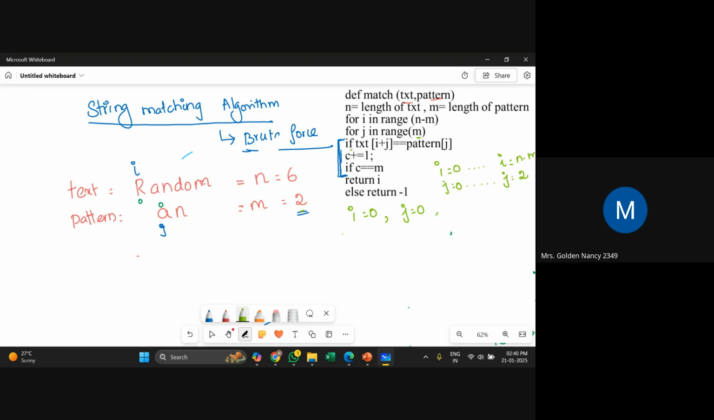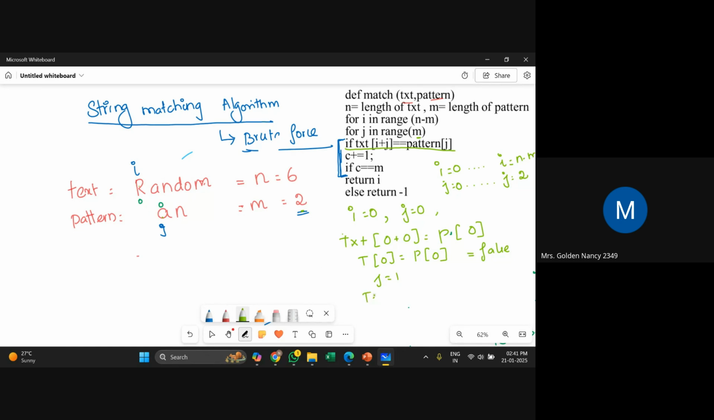Now we have to do this analysis. Text of i plus j, with i is 0 and j is 0, is compared with pattern of j, which is 0. So text of 0 is compared with the pattern at the 0th position. Is it equal? No, this is not equal, so this is a false statement. If it is false, you have to increment j. Now j is equal to 1.